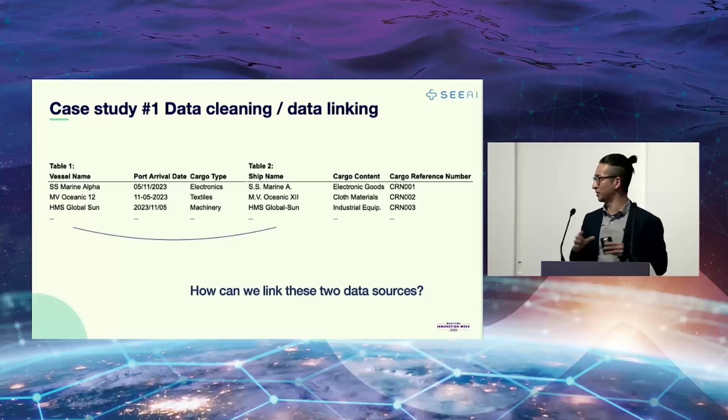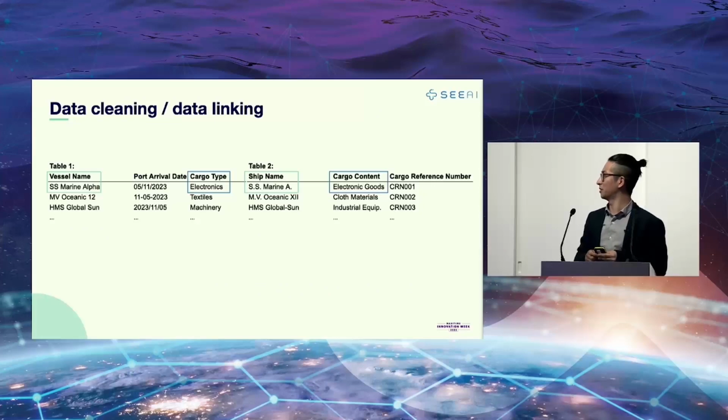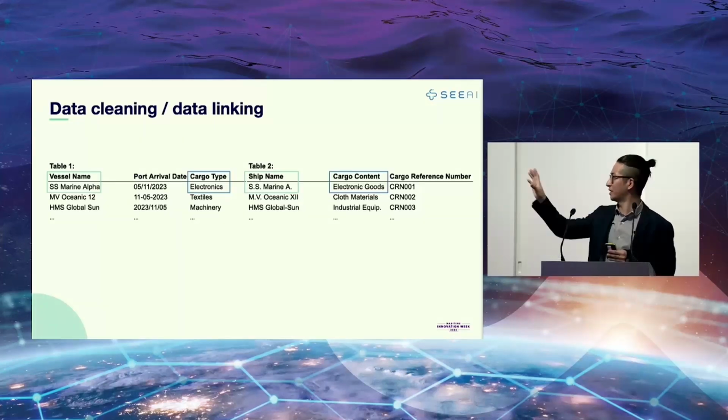So this is where you can use an LLM instead of having a human do it. Say we wanted to combine these, we know that as a human we can tell those rows of data represent the same information.